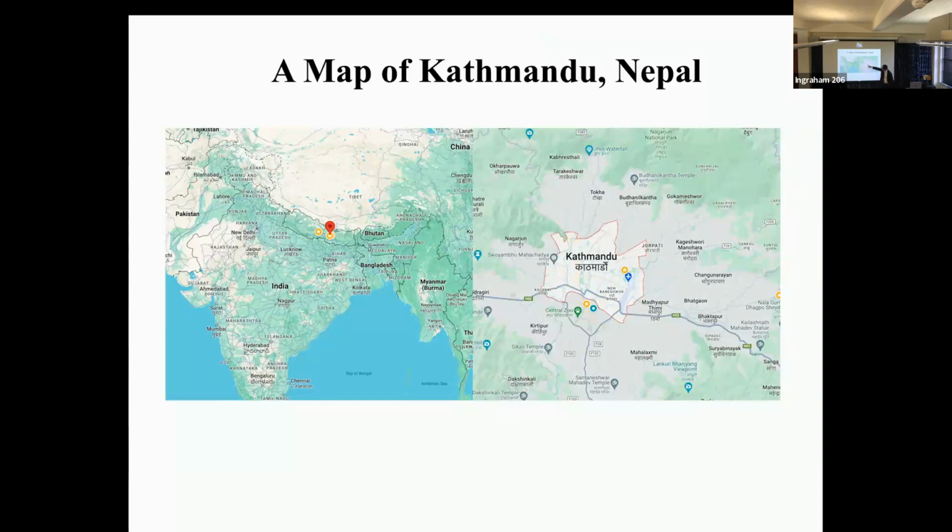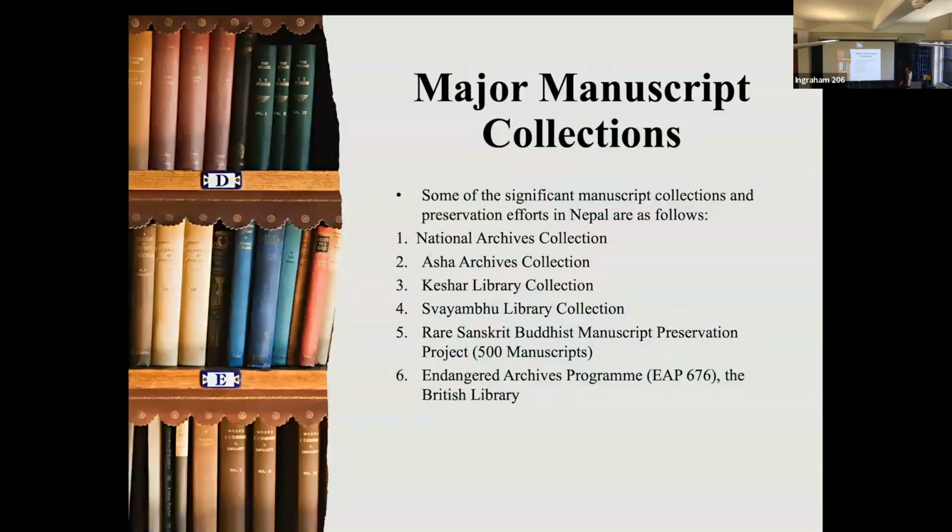In Kathmandu, there's another project going on, the Asa Archive. If somebody from the Kathmandu area donated a manuscript, they kept it in the Asa Archive. And the National Archive is collecting manuscripts from all over Nepal, so they have a larger collection. These are the major manuscript collections: the National Archive, Asa Archive, Kaiser Library, which is also part of the National Archive, and Swim Library, which we approached recently. They have like 100 manuscripts.